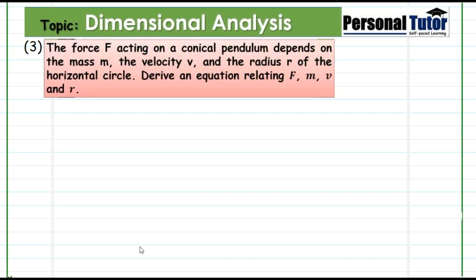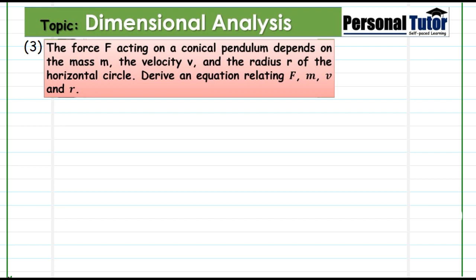So great. Question number 3. The force F acting on a conical pendulum depends on the mass m, the velocity v, and the radius r of the horizontal circle. Derive an equation relating F, m, v, and r. So that is another way of putting the question.